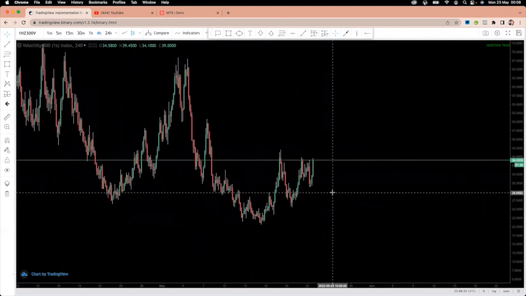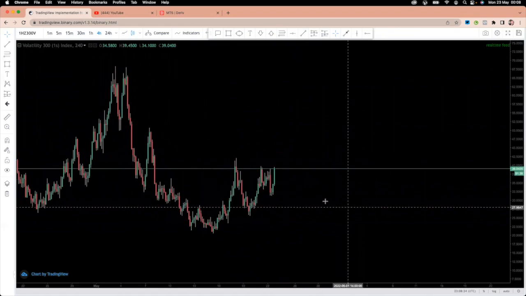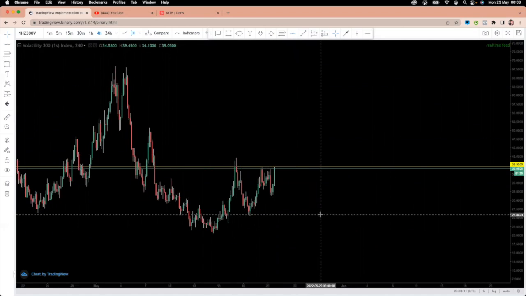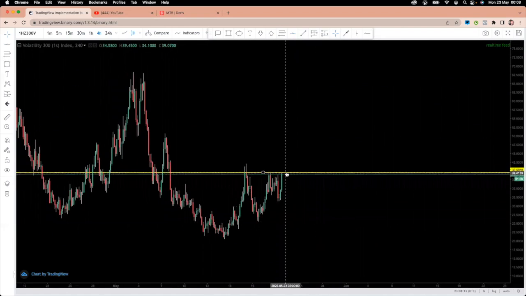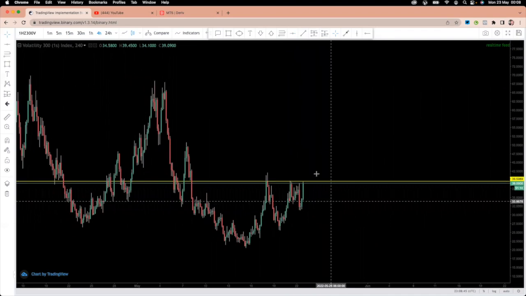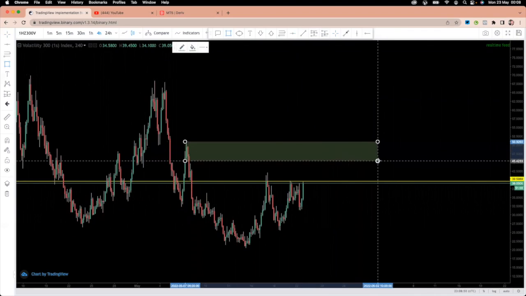Overall we are in a seller's market. I can already see that price is struggling to break this level right here. If I get some form of resistance here, or price fails to break this point, and I get an entry confirmation, yes, I'm going to sell it probably all the way down here. But if they break those points, then I'm probably looking at this area as a point of interest.